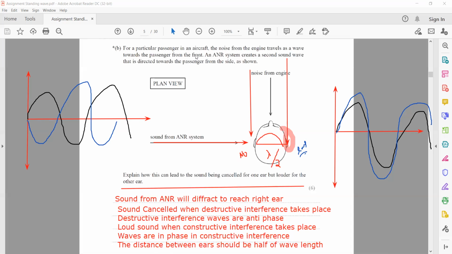Discussion about ANR. Any doubt in this? So when the two waves are traveling, they cancel out, but because the distance between the ears is half of the wavelength, when they meet at this point, it will have a constructive interference as the two waves are in phase, and here the two waves are anti-phase. Is it clear? Any doubt in this part?